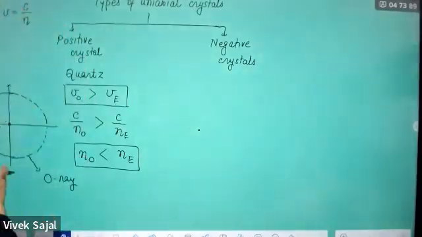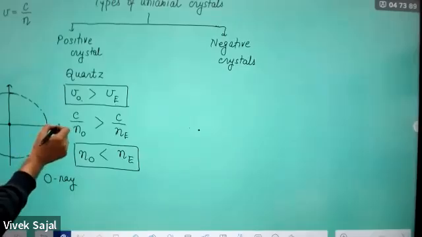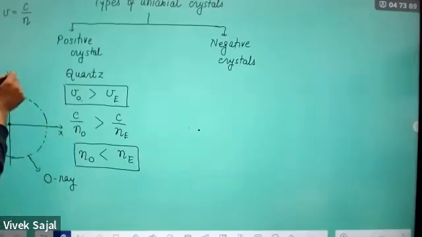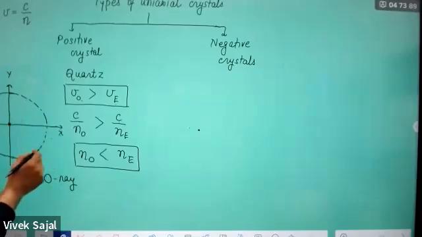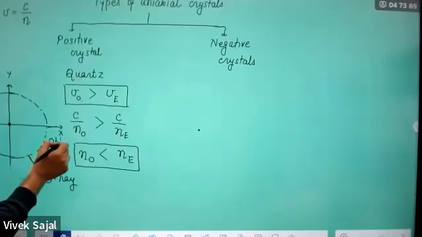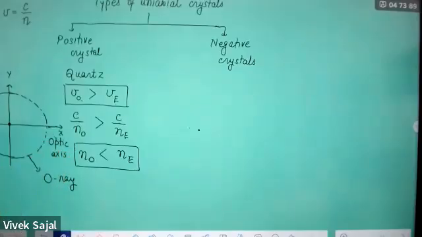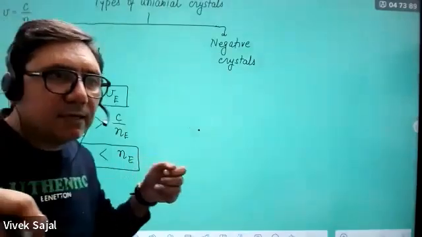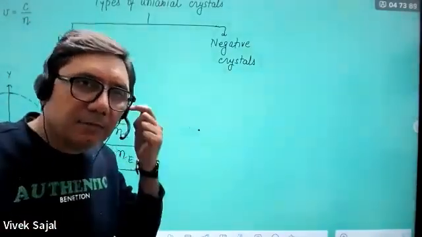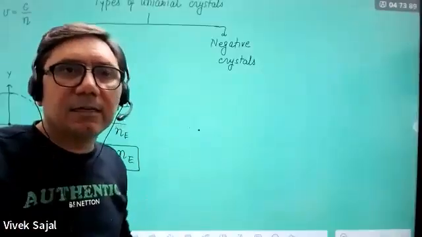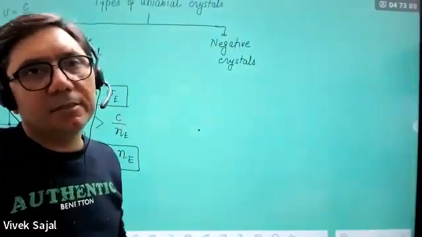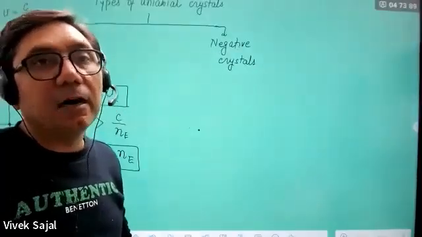Next, there will be a direction corresponding to the optic axis. Suppose this direction is the optic axis. Suppose this is X, you can choose either X or Y, this is your choice. I'm saying this X direction is the direction of the optic axis. What is the meaning of optic axis? From the optic axis discussion, we know that both ordinary light and extraordinary light travel with the same speed along the optic axis.